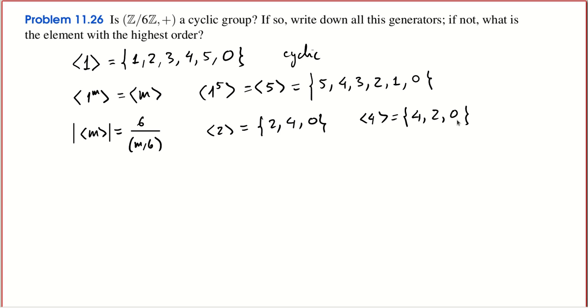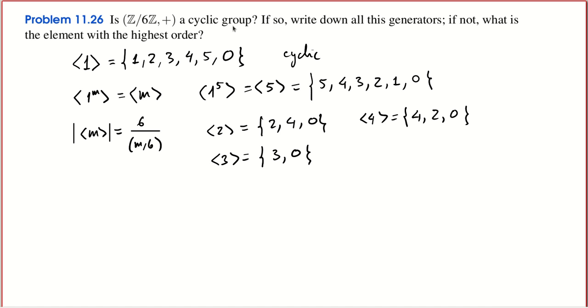And finally, if you put here 3, this is 3, so 6 divided by 3 is 2. So the subgroup generated by 3 has order 2. And of course it does, because you have 3, and 3 plus 3 is 6, so 0 modulo 6. There you go. So this is the summary of the structure of this cyclic group.